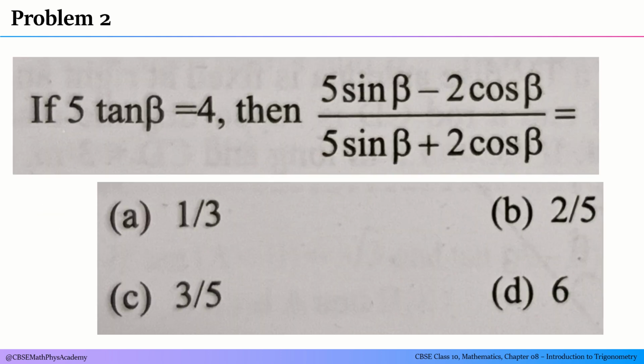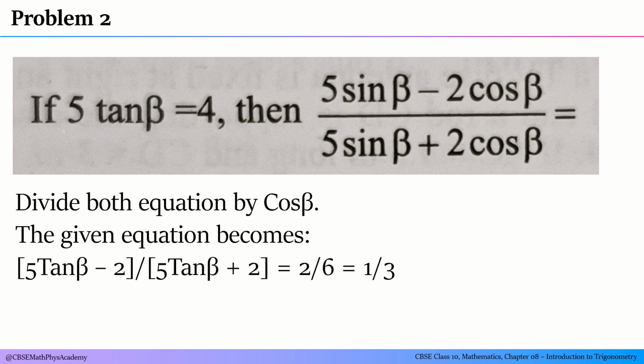So this is a quite repeated pattern. Now we have another problem here. 5 tan beta is equal to 4. Then for the trigonometric equation, these were the 4 options. This also I will solve.